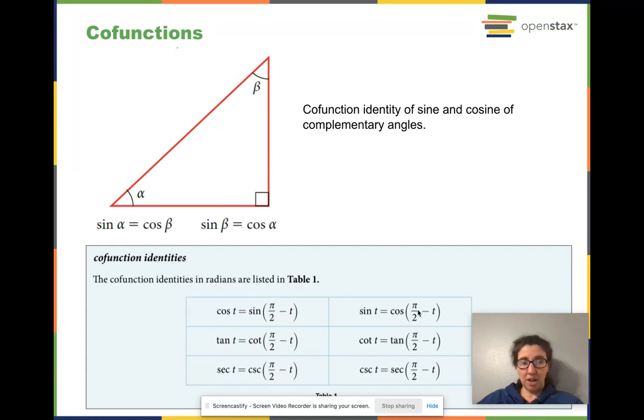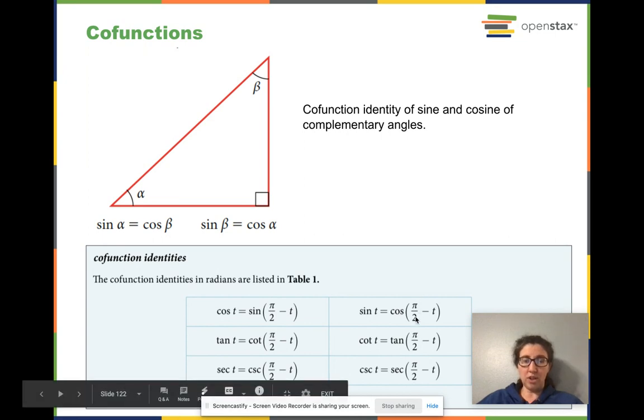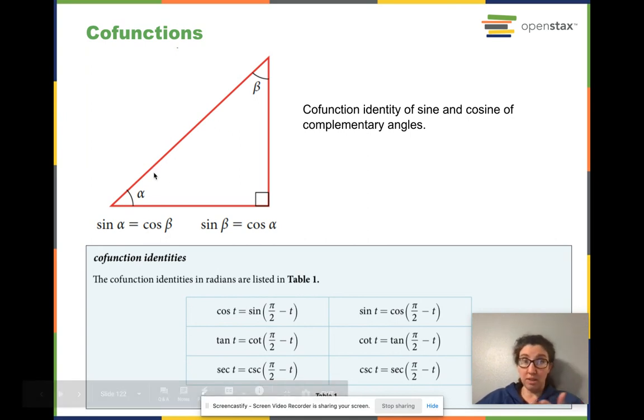Sine is cosine of pi halves minus t. Notice these cofunctions is always pi halves minus whatever the angle is, right? Because these two angles in a right triangle always add up to pi halves or 90 degrees. So what are cofunctions?